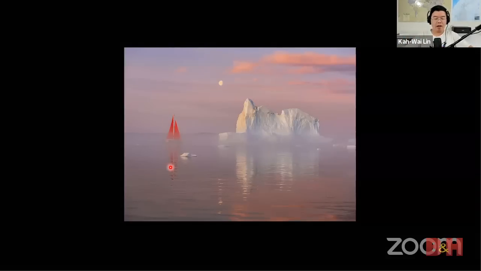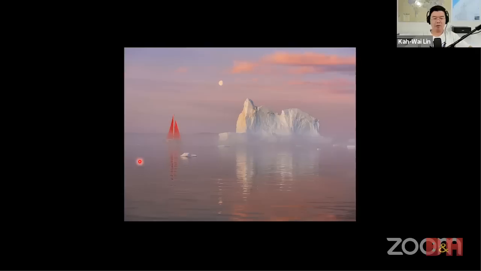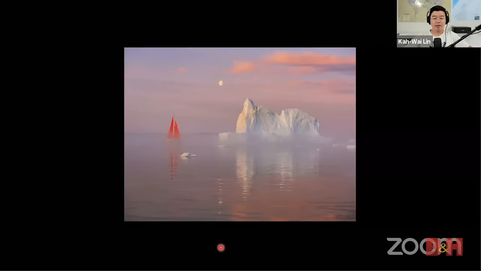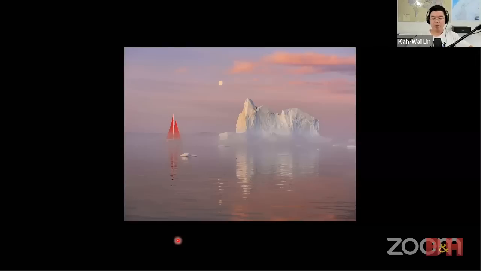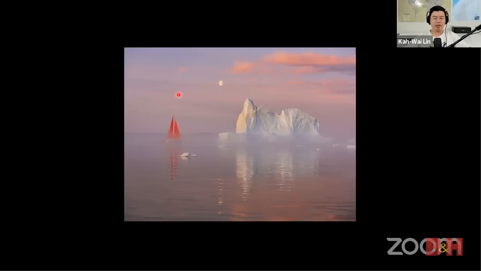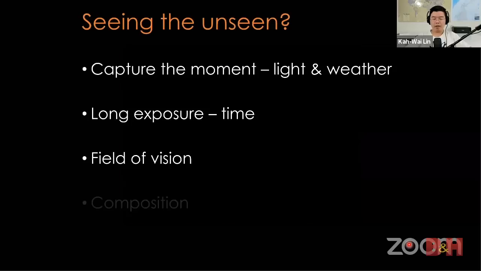If you search online, this sailboat is called Peter the First, and it's actually the first sailboat that circumnavigated the Arctic Circle. It's a world record sailboat. It's a Russian expedition team, so we hire them to come all the way to Greenland and act as our model. I hope you enjoy the slideshow, and let's get to the next half of my presentation.